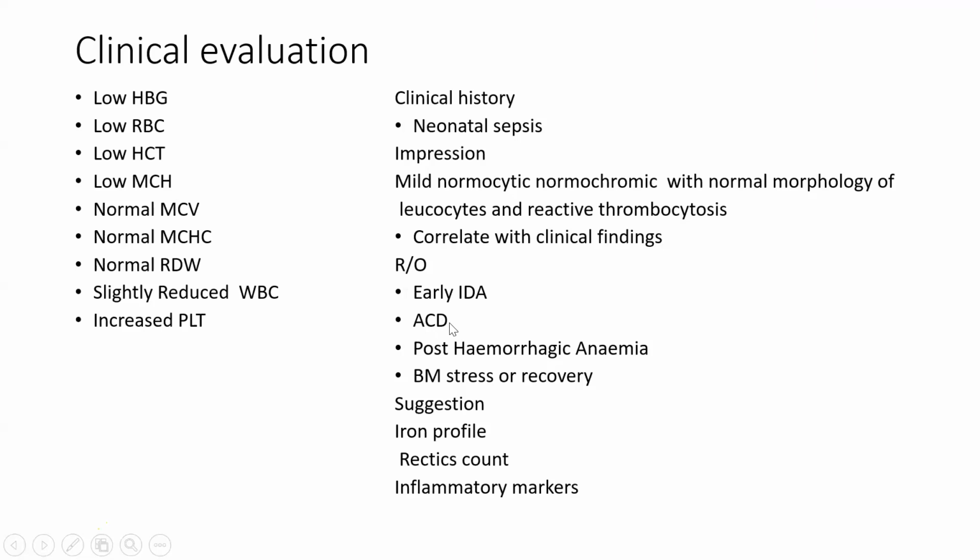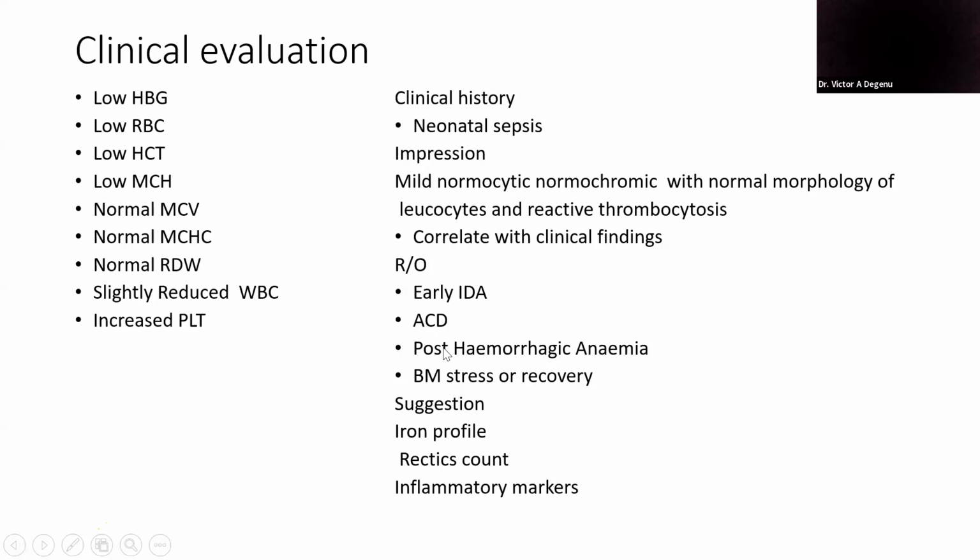Okay? All right. Then again, if you have bled, so you have all these things, HB low, RBC low, PCV low, MCH low, then you have normal MCV, that will give you post-hemorrhagic anemia. Okay? So that is how it is. Then if you have bone marrow stress or recovery, then you may have all these parameters as they have shown here.